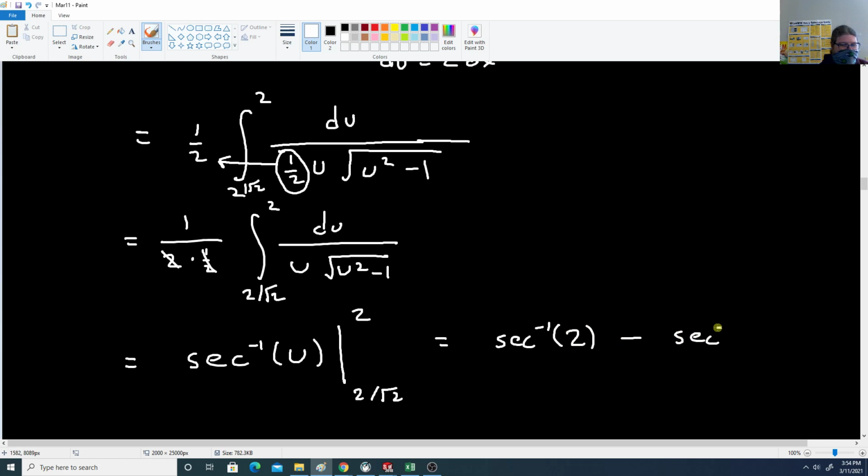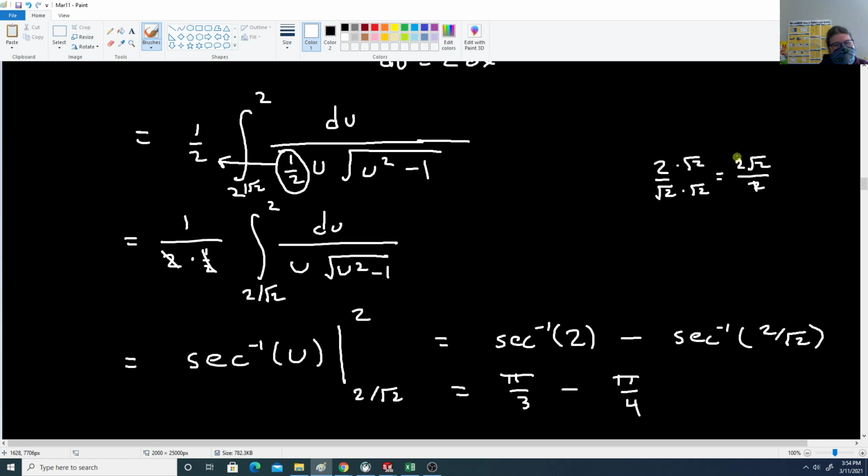minus arcsecant of, that would be 2 over square root of 2. And if we put this in the calculator, or you look on the unit circle, this will be pi over 3 minus that will be pi over 4. To help out with seeing that one there, we should note if you have 2 over square root of 2, you can multiply the bottom and the top by square root of 2. This becomes 2 square root of 2 over 2, and the 2's can cancel, and that's really just square root of 2. So this 2 over square root of 2 here, that is just square root of 2. And that can help you get that from the unit circle.